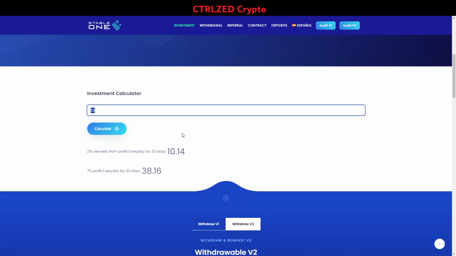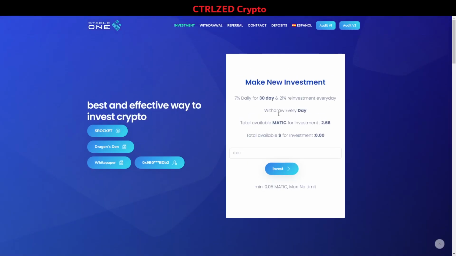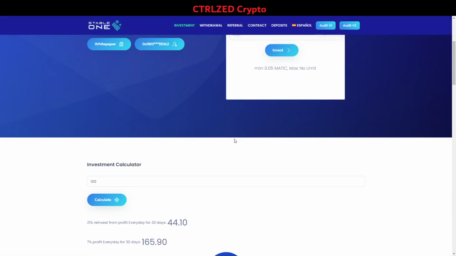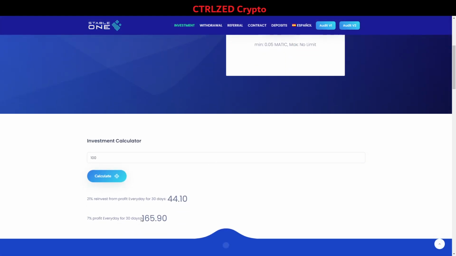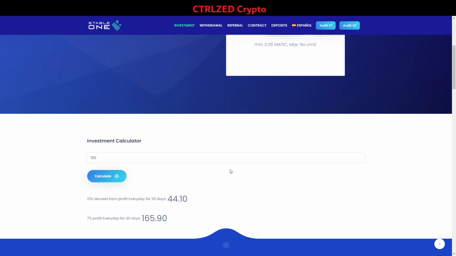So let's look at this calculator. Say I put in $100, I will get $165.90 back, and there are all sorts of little tricks in this, where a certain percentage of this 7% gets reinvested, but fundamentally you put in $100, you get $165 back, and there's no value being created. That $165, that extra $65, is coming out of other people who are depositing after you. And that's just how it works.